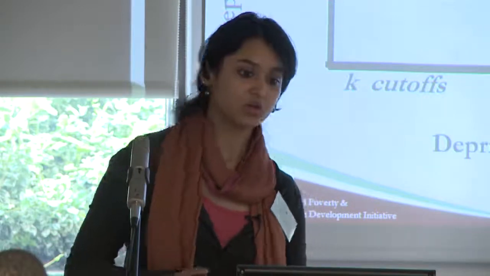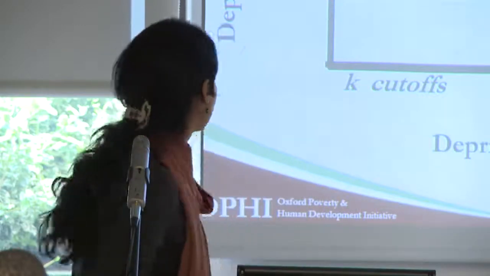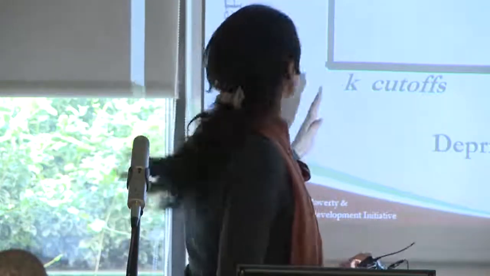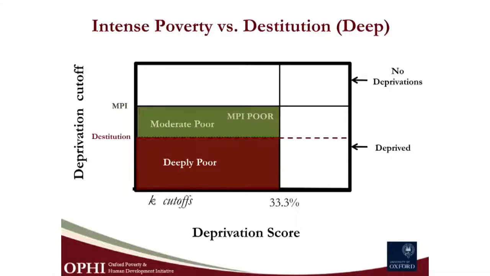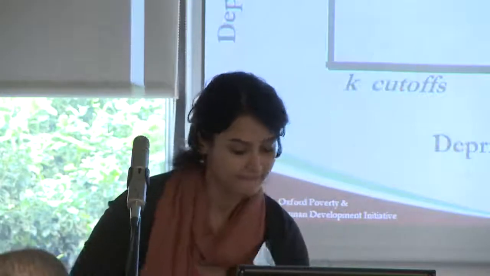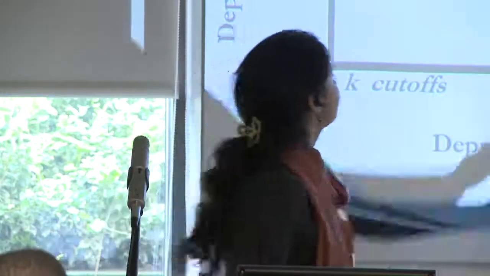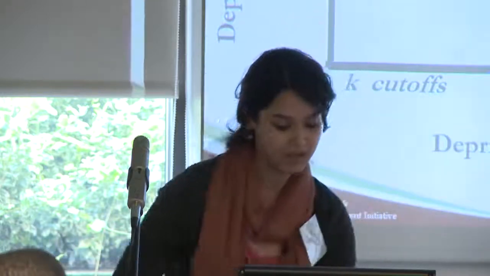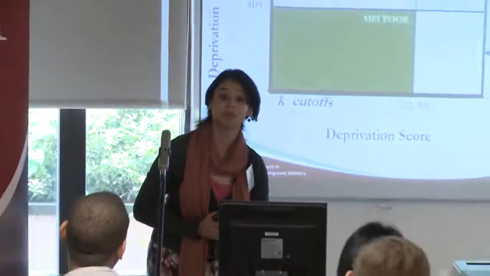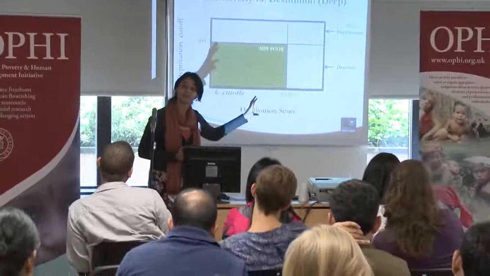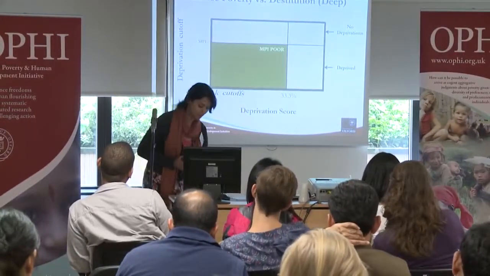Just to show you, these are the deprivation cutoffs for the MPI measure for every indicator. If this was the deprivation cutoff in the case of the MPI, and this is the poverty cutoff, which is 33.3% for the MPI, this is what we have as the people identified as MPI poor. So this is our group of MPI poor people.